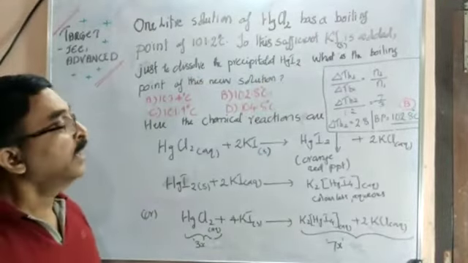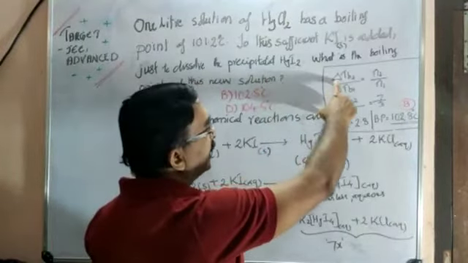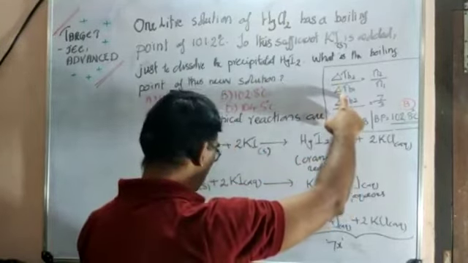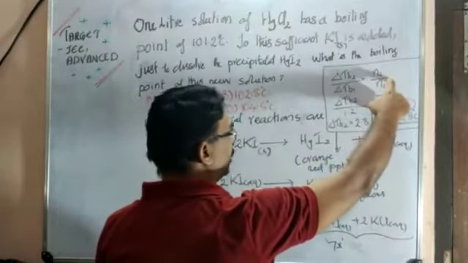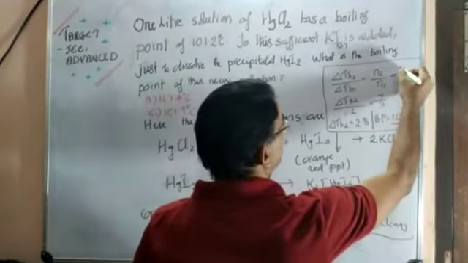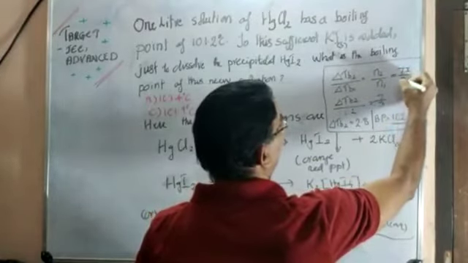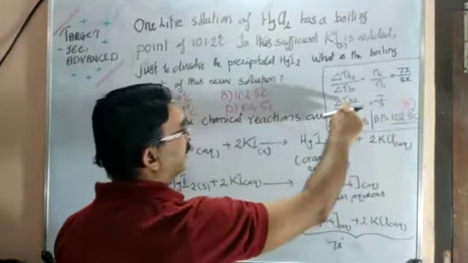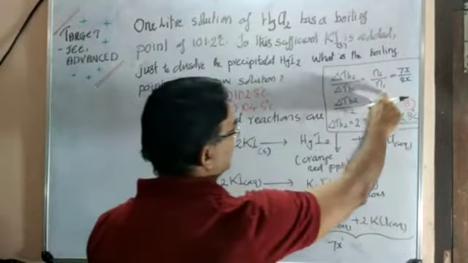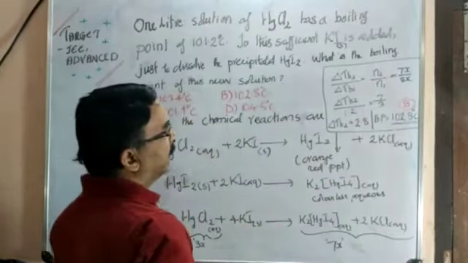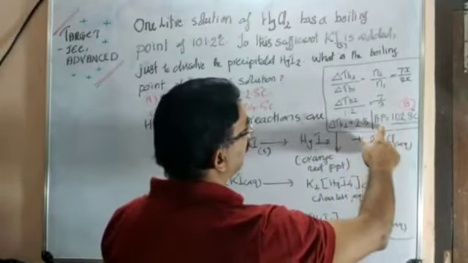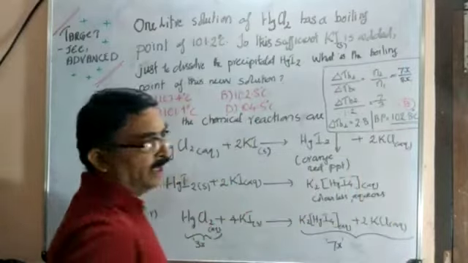You have to remember. Then we can write delta TB2 divided by delta TB1 is equal to the total number of particles N2 by N1, which is equal to 7x by 3x. So delta TB2 divided by delta TB1, which is 1.2, is equal to 7 by 3. Then you get delta TB2, the elevation in boiling point in the second case, as 2.8. So the boiling point is 102.8 degrees Celsius.